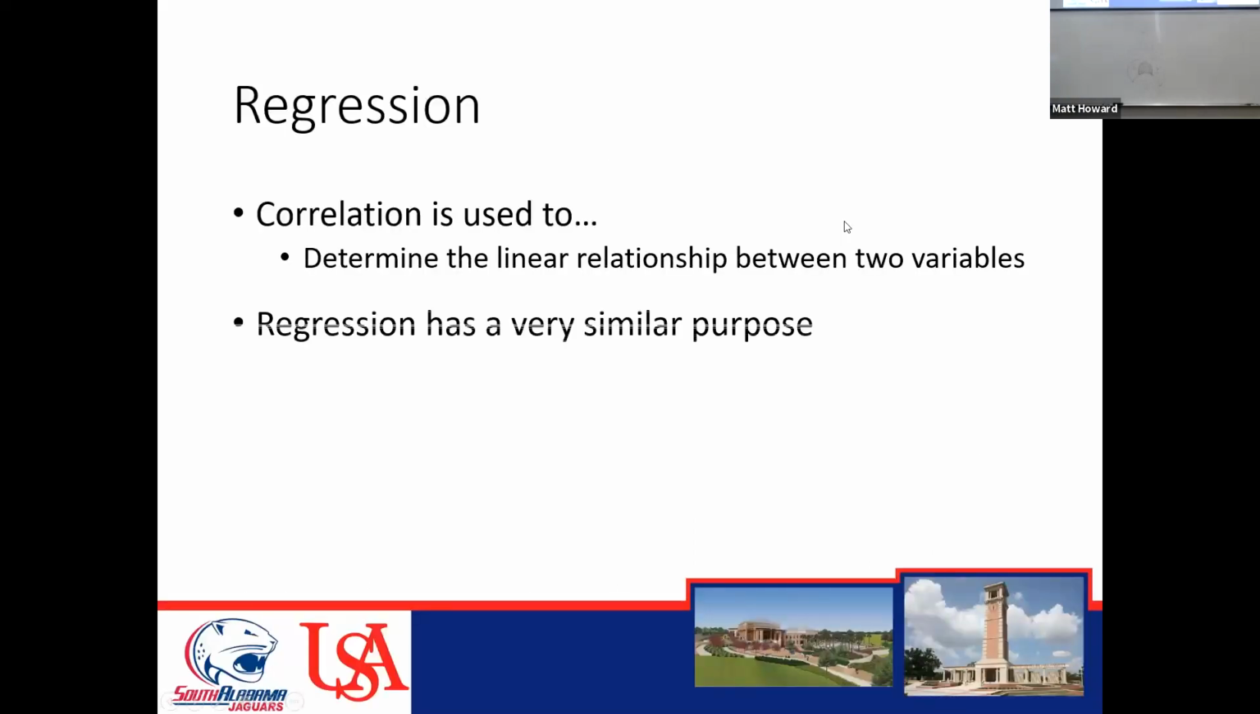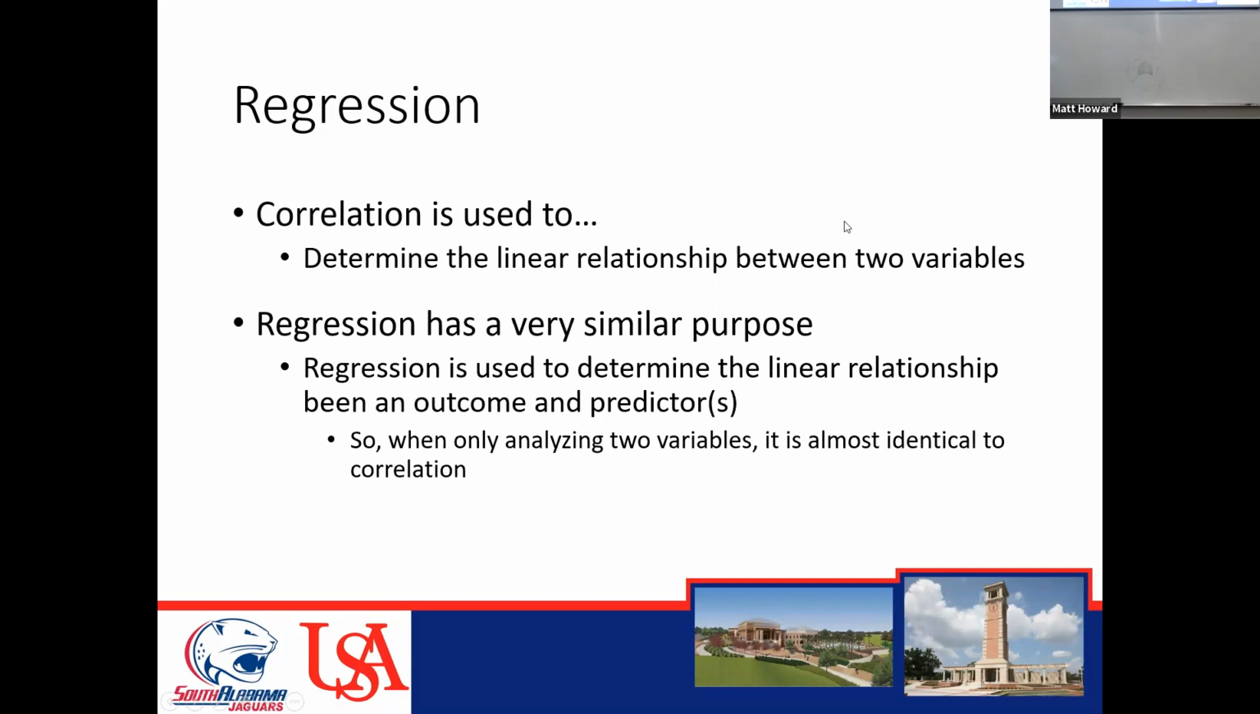Okay, and that's exactly what I said right there. So correlation is used to determine the linear relationship between two variables, and regression is used for a very similar purpose. Regression is used to determine the linear relationship between an outcome and its predictor or predictors. So like I just said, with regression, you could have one predictor or you could have many predictors.